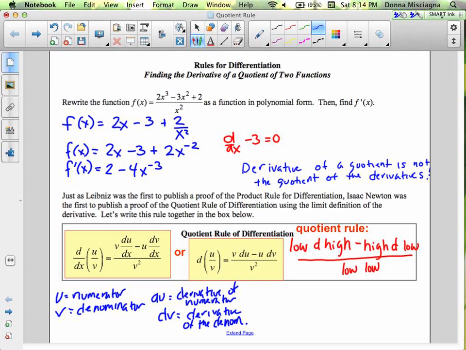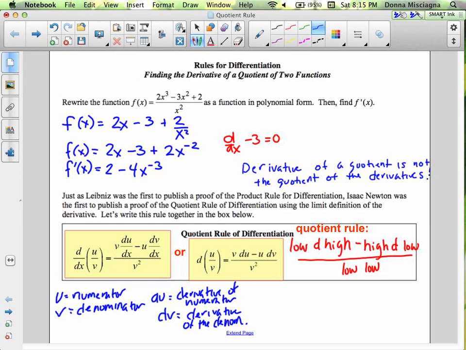So let's write the rule together, and I have that rule written in there for you. So the quotient rule is going to be the derivative. u is the numerator, v is the denominator, du dx is the derivative of the numerator, and dv dx is the derivative of the denominator. So it's going to be v, the denominator, times du dx, the derivative of the numerator, minus u, the numerator, times dv dx, the derivative of the denominator, divided by the denominator squared.